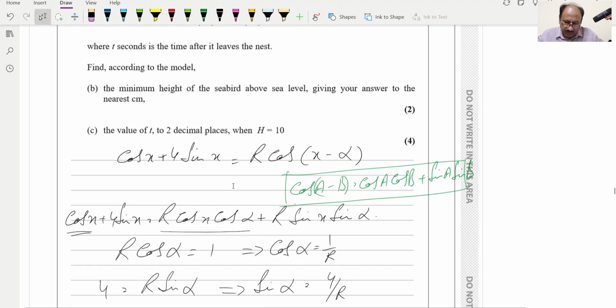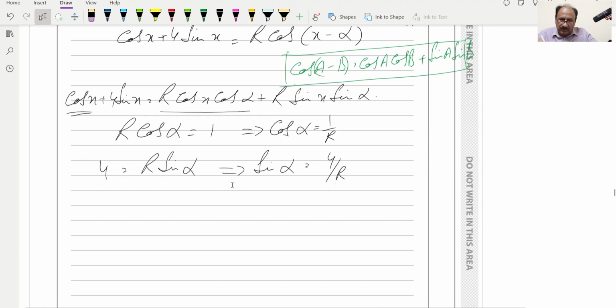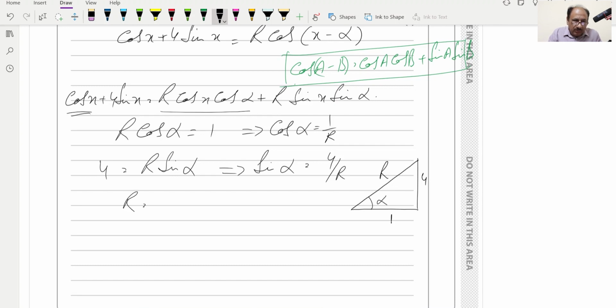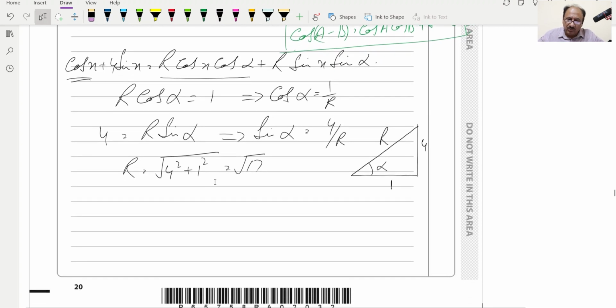And if we draw a rough triangle to understand the issue, sine will be opposite over hypotenuse, so this side will be 4 and the hypotenuse will be r, and cos will be 1 over r, adjacent over hypotenuse, so this side will be 1. Now this is alpha, and r will be equal to what? r is equal to the square root of 4 squared plus 1 squared, which is the square root of 16 plus 1, so it will be root 17. So r value will be root 17.